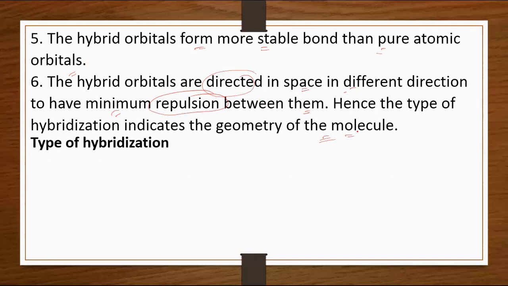The types of hybridization we will discuss here are: first, sp hybridization; second, sp2 hybridization; sp3 hybridization; sp3d hybridization; sp3d2 hybridization. Out of these, in this video we will discuss only sp, sp2 and sp3 hybridization.